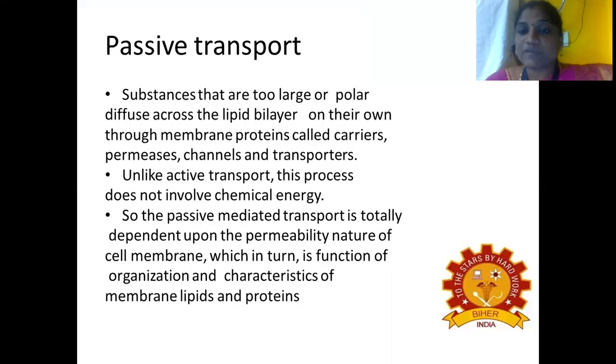And the second type of transport is passive transport. Here, substances that are too large or polar diffuse across the lipid bilayer on their own through membrane proteins called carriers. As told before, some molecules would be too small, so they will be easily permeable. They will easily cross the cell membrane. But some molecules will be too large or polar to diffuse across the lipid bilayer.